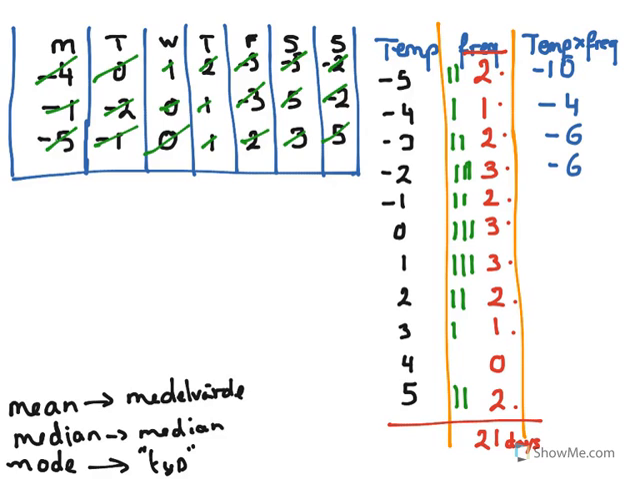There was 2 times minus 1 giving us minus 2, and 3 lots of 0 giving us 0. 3 lots of 1 giving us 3, 2 times 2 giving us 4, 1 times 3 giving us 3, and 0 times 4 giving us 0, and 2 times 5 giving us 10.